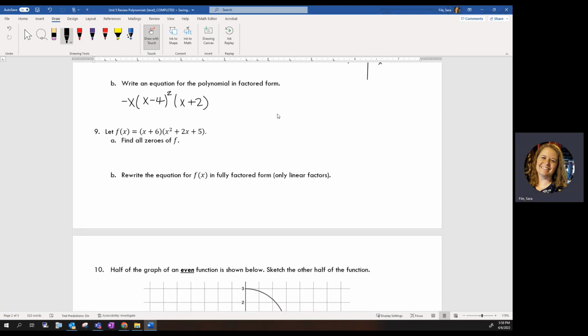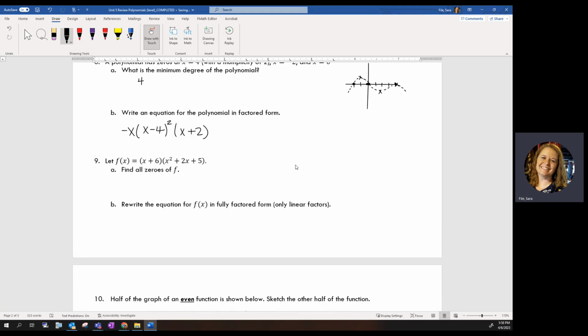All right, let's do number 9 here, and then I'll stop this video, and then I'll do the rest of the review on a separate video. So on this one, we're given partially factored form. We have one of the factors, x plus 6, but then here, this is not completely factored. So to find all of the zeros, I'm going to have to finish factoring this quadratic right here. So this is an understood 1.